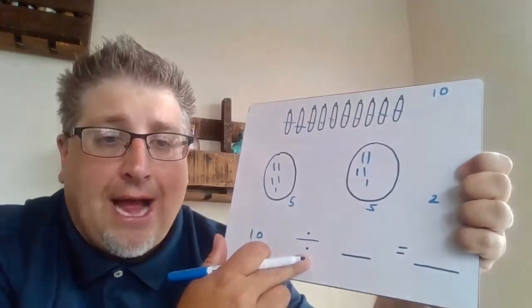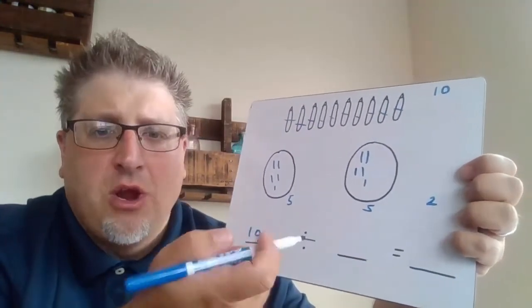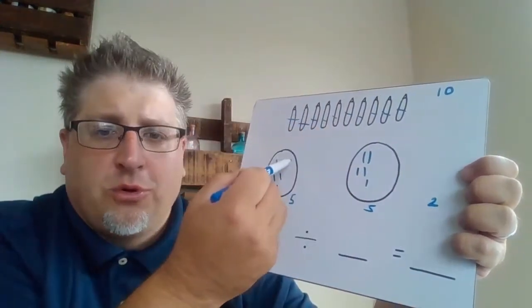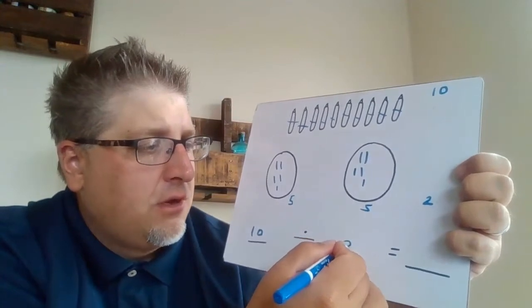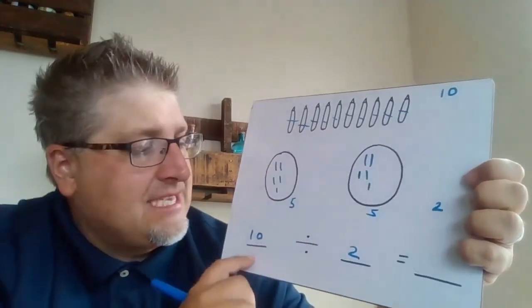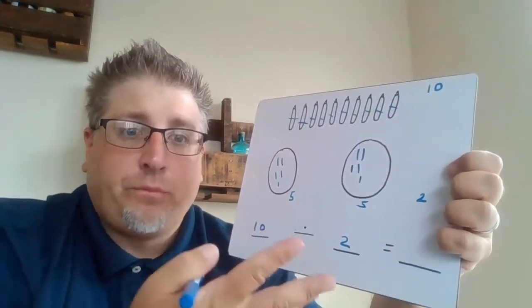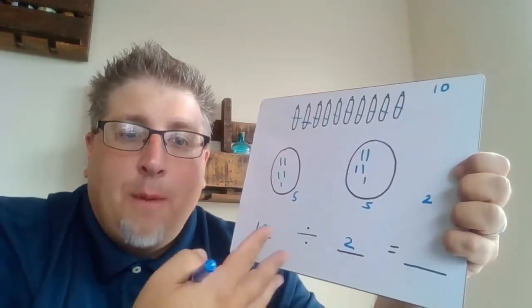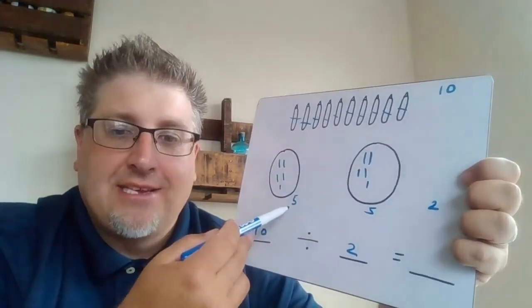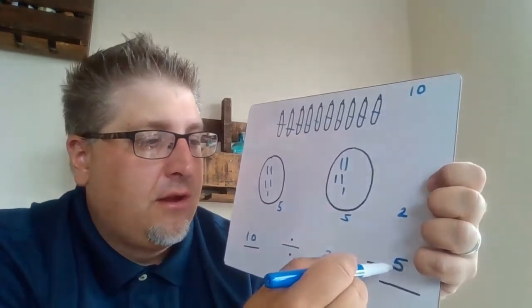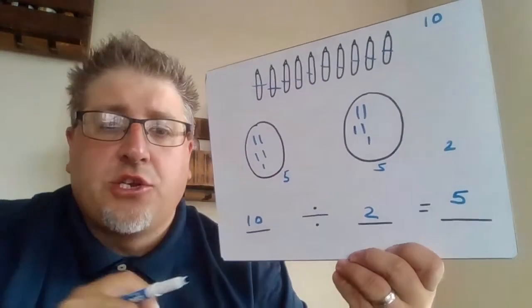10 divided by, now we want to divide it by how many groups we have. Wait a second. We know that. Group 1, group 2. We looked at that earlier. We have 2 groups. Okay? 10 divided by 2 equals. Now, they want to know how many markers are in each group. Each group has, you guessed it, 5 markers. Boom. 5 markers in each group.